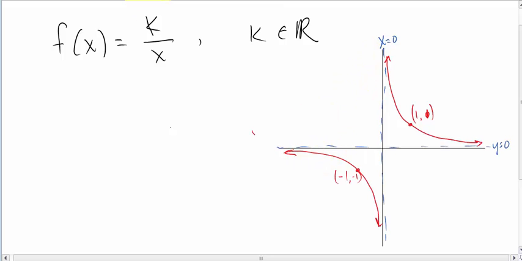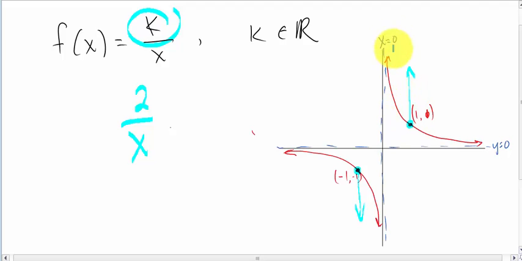So what's the deal with k? What does that do? Well, if you think about the function transformations that we've studied, that is going to be a vertical stretch. So that's going to take these points and it's going to stretch them in the vertical direction. If we had 2 over x, this point that was at 1, 1 would be at 1, 2 now. It makes the graph steeper.